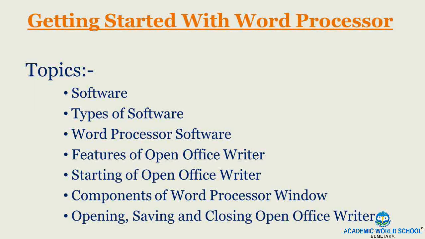Then I discussed the components of the Writer window. We discussed the title bar, the menu bar, the standard toolbar, the formatting toolbar, the ruler, the scroll bar, the work area, and the status bar. So many components we discussed. Then we discussed opening, saving, and closing in OpenOffice Writer.